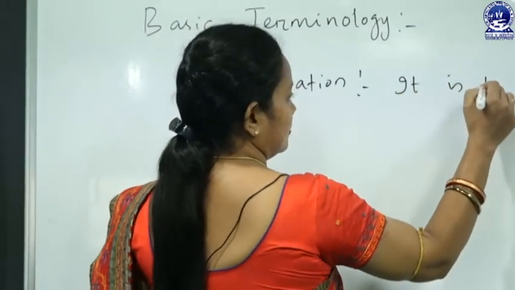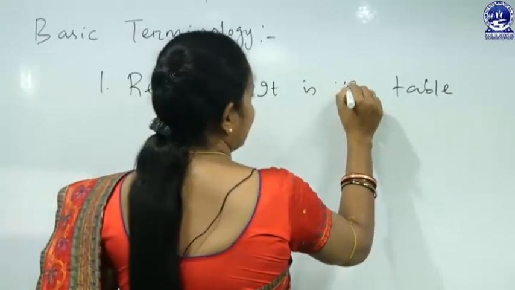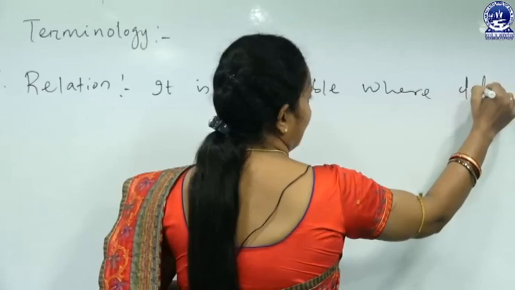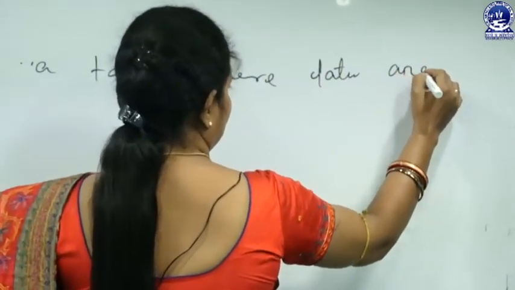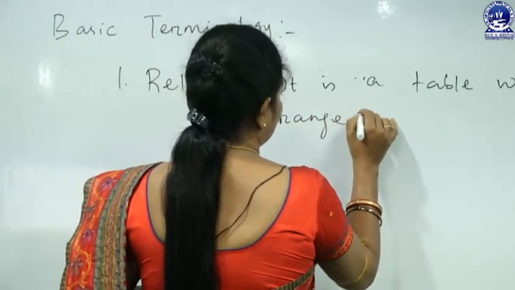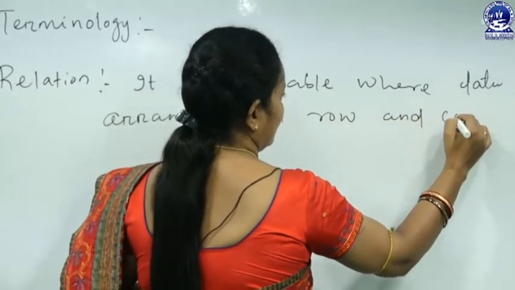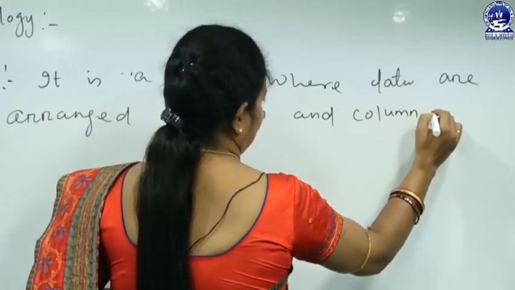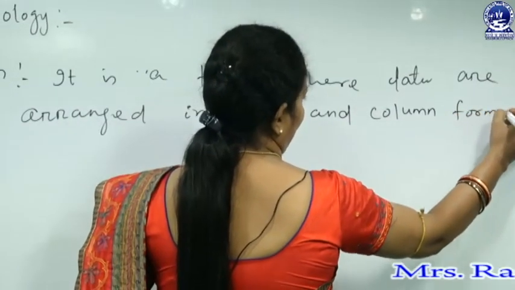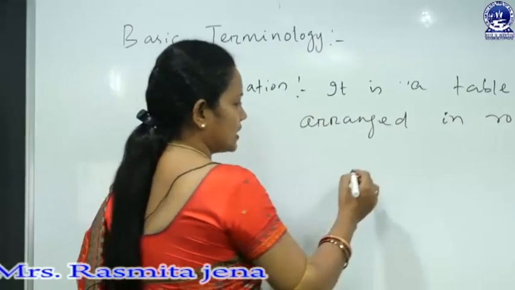It is a table where data are arranged in row and column format. Let us see one example.